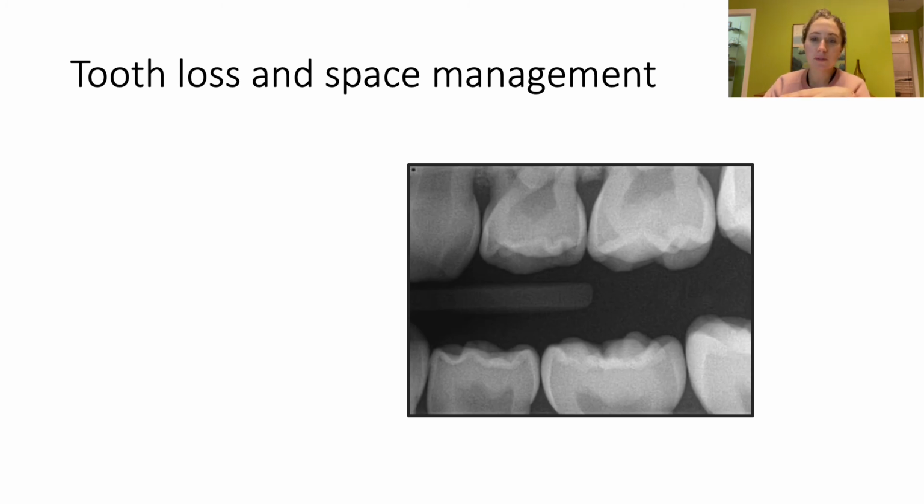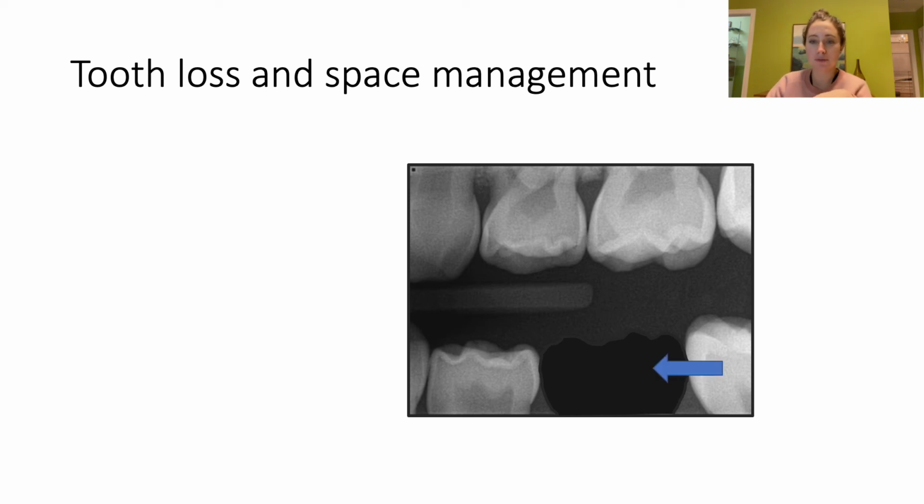So for tooth loss and space management, if we lose this baby tooth here, what will happen is the tooth behind it will shift forward, the tooth in front of it will shift back, and the tooth above it will shift down. So it creates a whole mess.